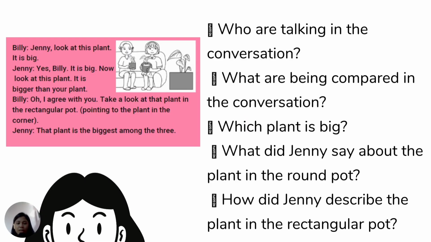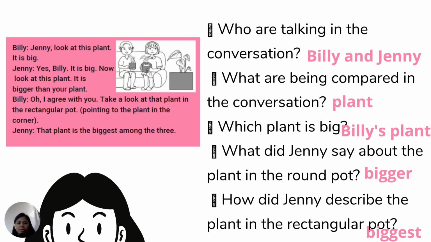Now let us answer some questions. Who are talking in the conversation? What are being compared in the conversation? Which plant is big? What did Jenny say about the plant in the round pot? How did Jenny describe the plant in the rectangular pot? And these are the correct answers.